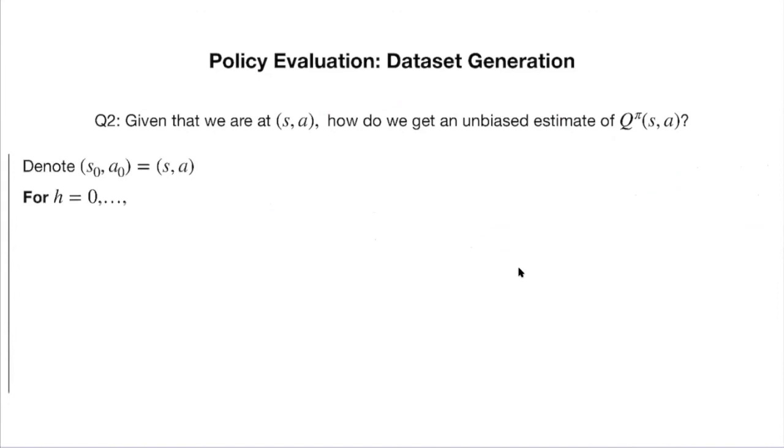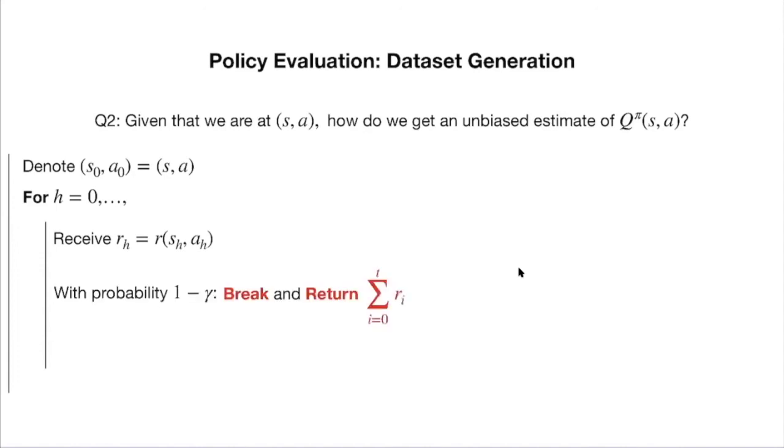All right, so let me just start from (s, a). This is the initialization step. Let me start from (s, a), and then for h equal to 0 all the way to infinity, let's receive a reward. Remember, here we start executing our policy from s0, a0. If I'm at time step h, I'm going to receive this reward signal. Then with probability 1 minus gamma, let's break the for loop and return the total reward that I've collected so far.